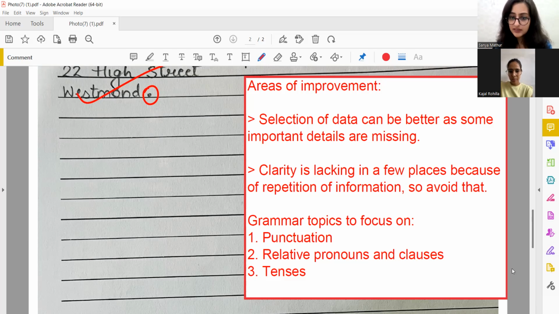There were a lot of grammar errors that I indicated, but these are your grammar areas which need immediate attention. So focus on punctuation, relative pronouns and clauses, and tenses. I would be sending you supportive material for all three. So a couple of lectures of grammar and some worksheets related to this. So you can go through them. And if you have any questions even later on, you can feel free to ask me.